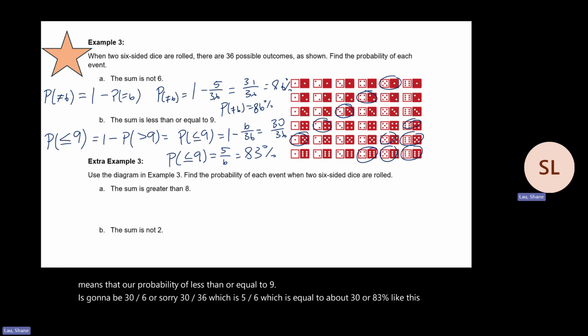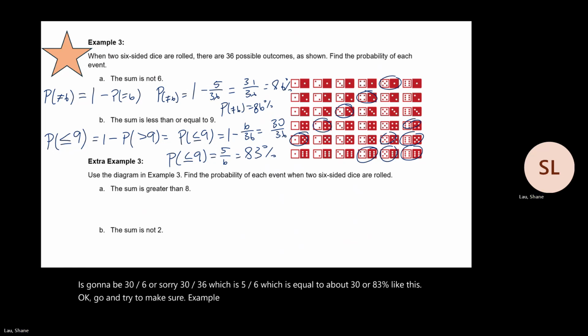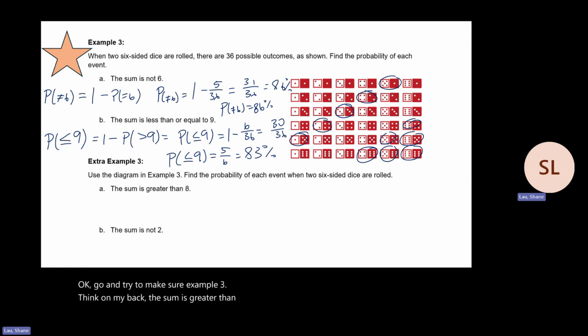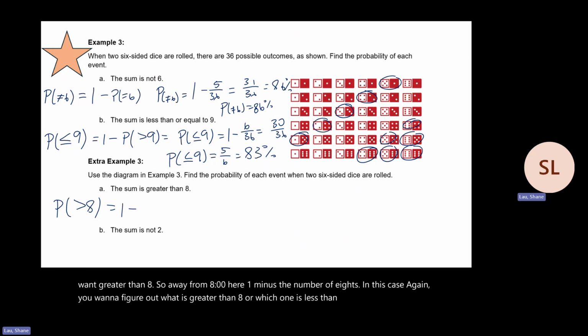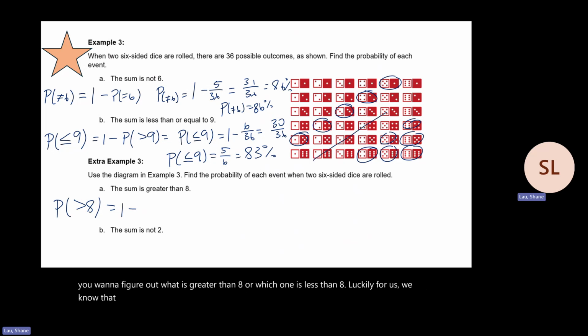Okay. Go ahead and try extra example 3. Then come on back. The sum is greater than 8. Again, we're going to keep that same idea here. We want greater than 8, so away from 8 here. 1 minus the number of 8s. In this case, again, do you want to figure out what is greater than 8 or which one is less than 8? Luckily for us, we know that this line right here is going to be our equal to 8.